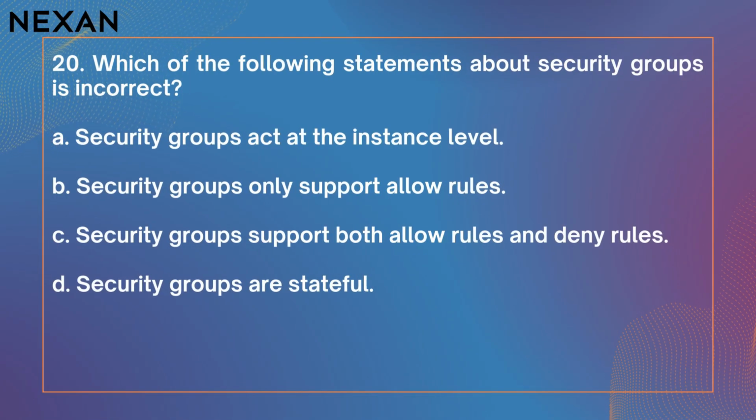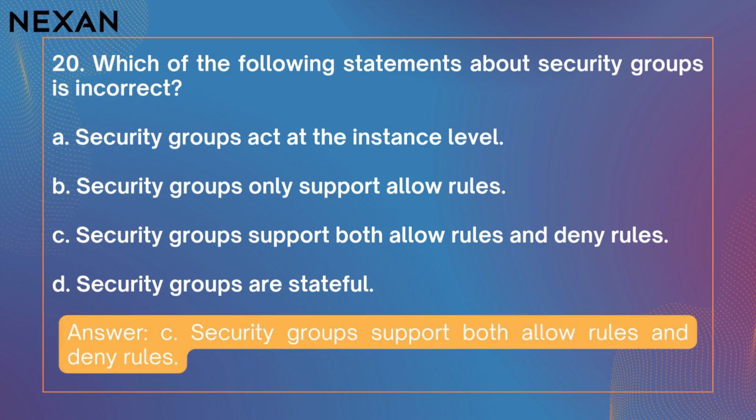20. Which of the following statements about security groups is incorrect? A. Security groups act at the instance level. B. Security groups only support allow rules. C. Security groups support both allow rules and deny rules. D. Security groups are stateful. Answer: C. Security groups support both allow rules and deny rules.